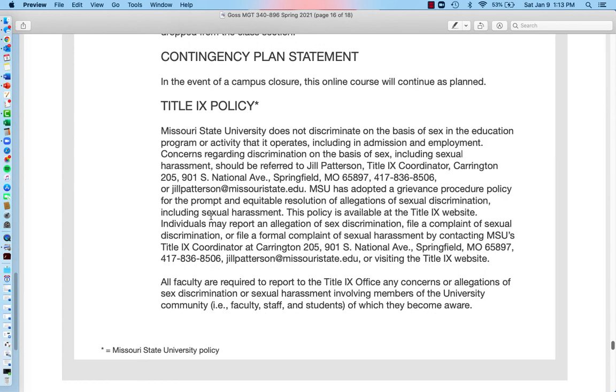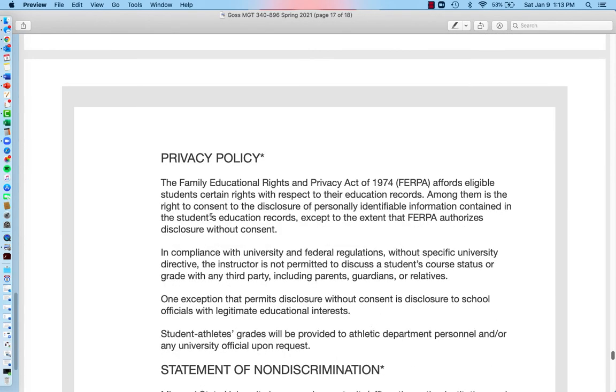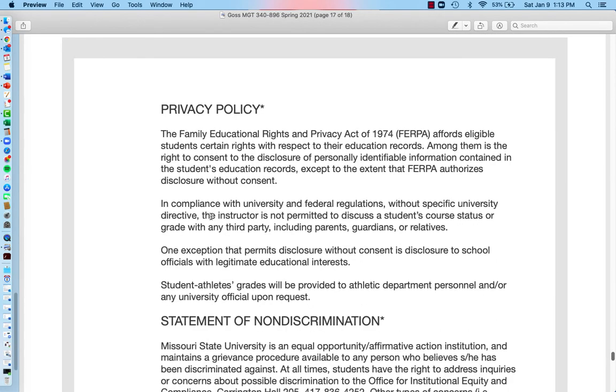The Title IX policy is there for you to read at the bottom of page 16. The privacy policy is at the top of page 17. This is for those students who like to have their parents or their therapist or their priest or another professor, and I've had all those things intervene on their behalf to try to leverage me to increase their grade or something of that nature. The bottom line is this: unless I get a directive from one of my bosses, I'm not going to discuss your standing in this particular course with anyone but you.